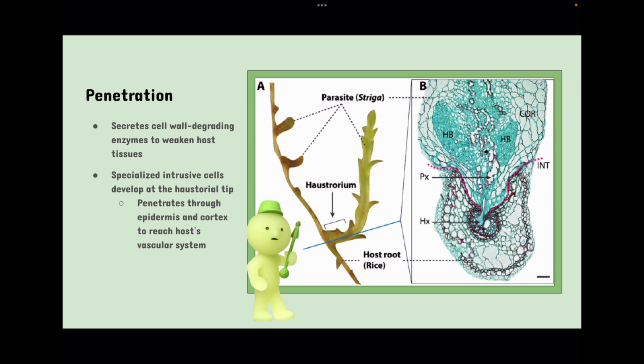After the parasite attaches itself, it secretes wall-degrading enzymes to weaken the host's tissue. Then, specialized intrusive cells develop at the haustorium tip, which is then used to penetrate the epidermis and the cortex to reach the host's vascular system.